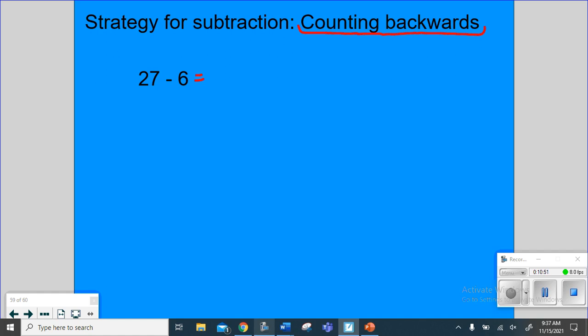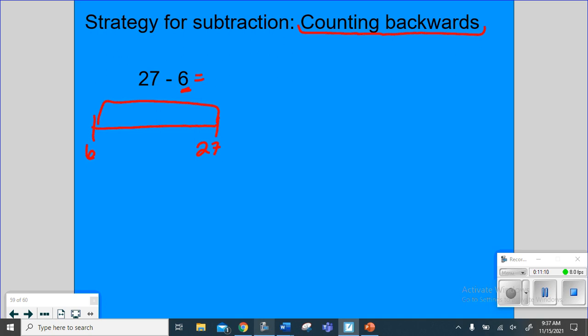So if I'm counting backwards, I could make a number line between 6 and 27 because I want to know the distance between those two numbers. However, this is not a big number. Could I just count that backwards on my fingers? Yeah. All right, let's do it together.